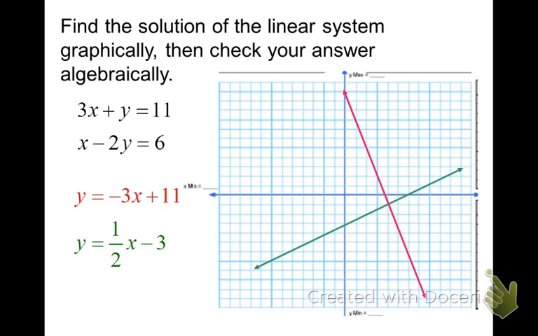So our solution is going to be the point where both of them intersect, which is going to be, of course, right here. Okay? Right there. And it looks to me like that's about 4, negative 1. Now at this point, we need to check it algebraically to see if it actually is at 4, negative 1.